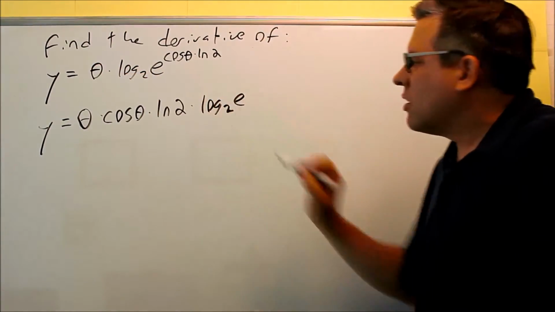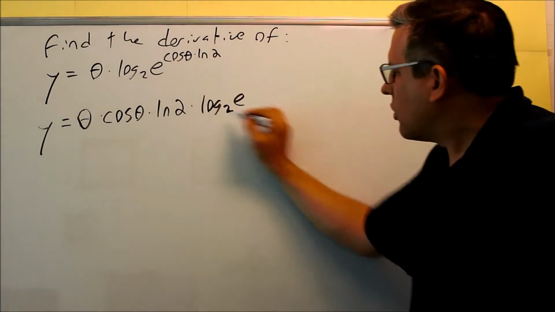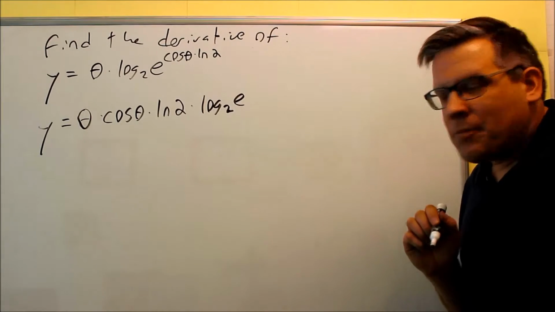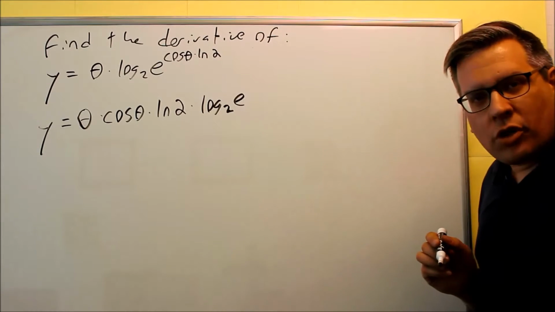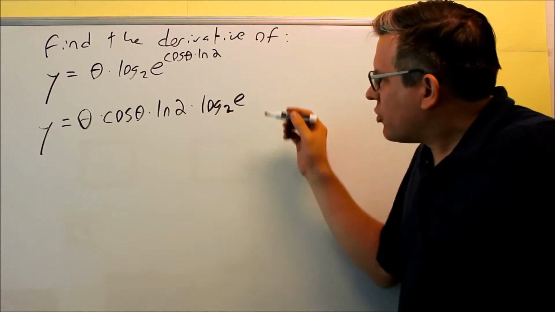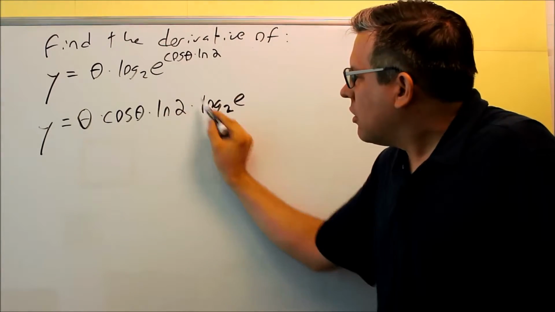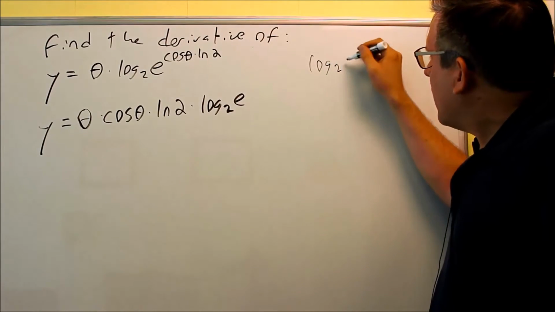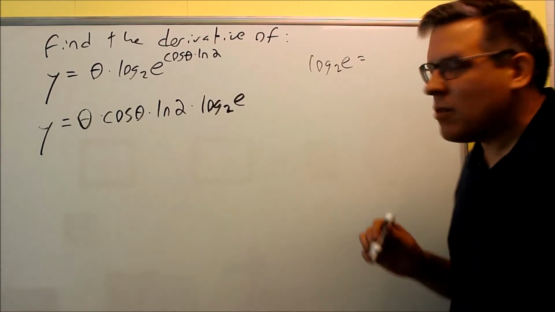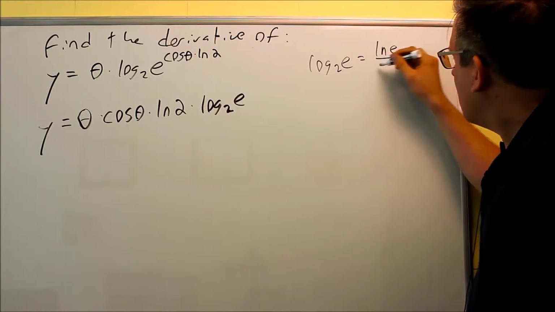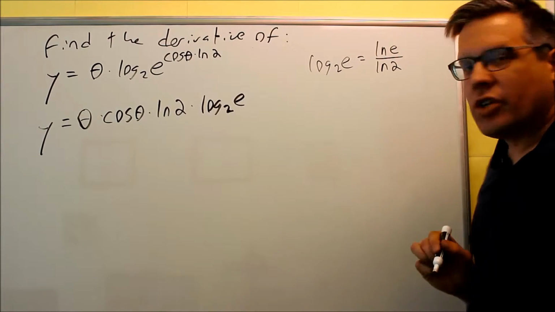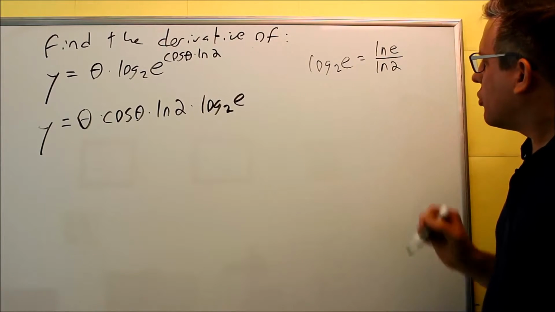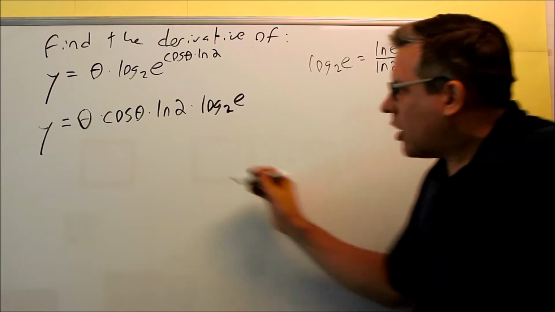Now this part is a constant, so let's work with this one. Log base 2 of e. I'm going to apply the change of base formula on that. And so particularly I'm going to use ln because I have an ln here. So I'm going to do that on the side. Log base 2 of e, that's the same thing as ln of e over ln of 2. Again, change of base formula allows you to change this into any base you want. I'm purposely choosing natural log here.